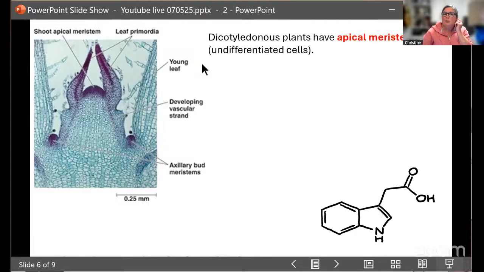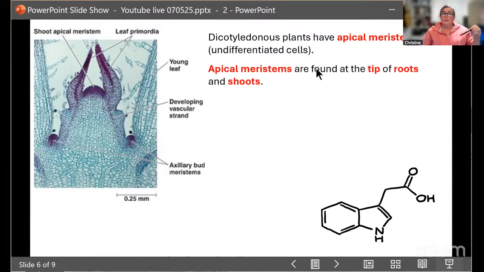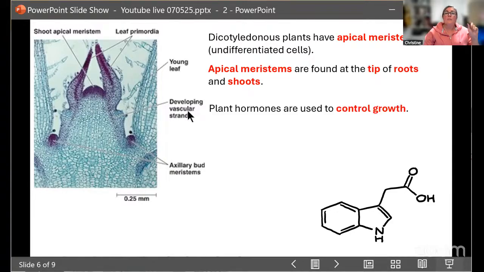Apical dominance, what you should know is you have apical meristems. So we know that we have these undifferentiated cells, which are able to go through mitotic division and then differentiate. So if we have what's known as our apical meristems, these are found at the tip of the roots and the tip of the shoots. So this is important, knowing where it is. Then what you have to understand is that the plant hormones are used to control growth.